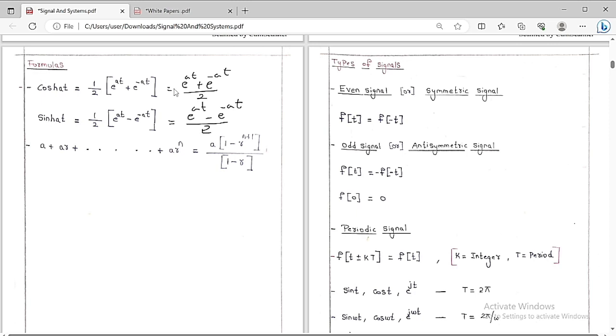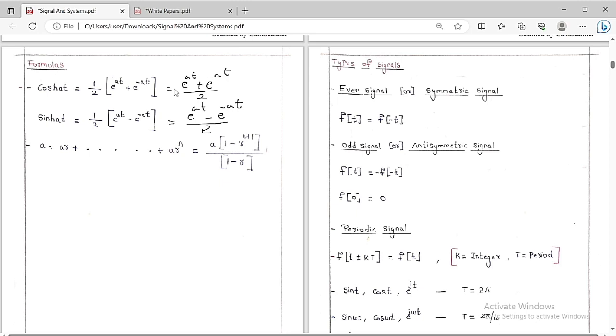Therefore, sinh of at is equal to e to the power of at minus e to the power of minus at by 2, and cosh of at is equal to e to the power of at plus e to the power of minus at by 2. These two important formulas you always have to keep in your mind. Sin means negative, cos means positive. So this is the same thing. I don't have to tell more about this one.